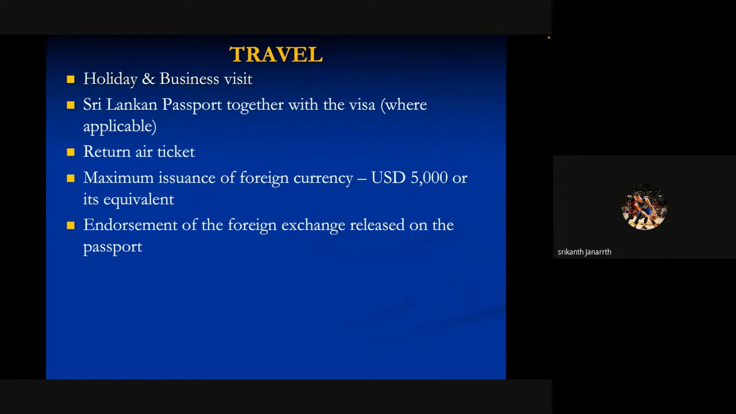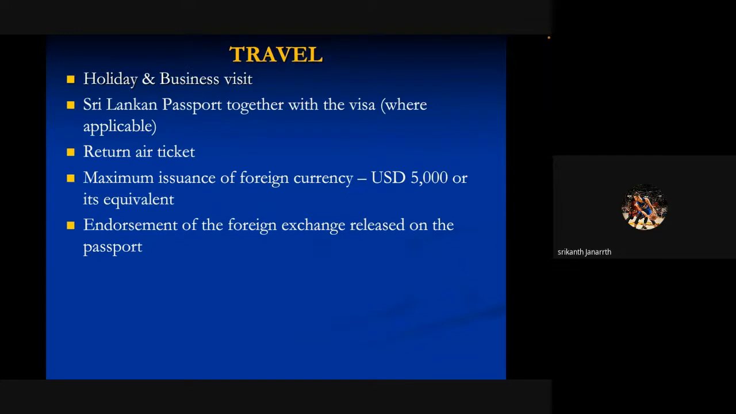So you should know what you mean by return air ticket. The journey should start from Colombo and end in Colombo. So the ticket should be Colombo to Tokyo, and back Tokyo to Colombo. This is a return air ticket. If somebody is going from Colombo to Tokyo without a return air ticket, you can't release foreign exchange under travel. So this is what you learn. You require a return air ticket.